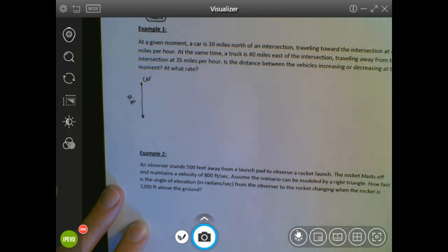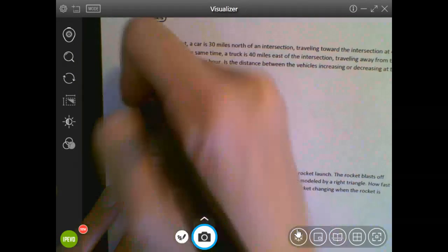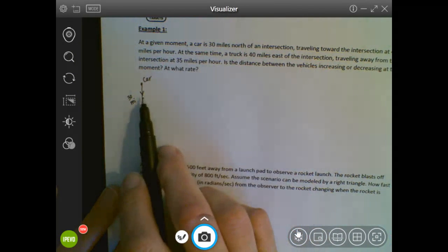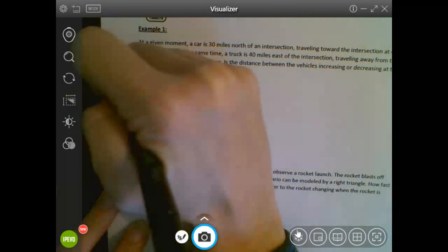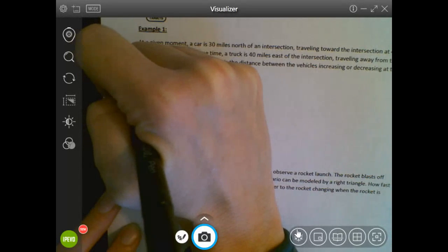And we know the car is traveling towards the intersection at 45 miles per hour. So I'm just going to make myself a little arrow indicating my car is coming this way. And we know that it's traveling at 45 miles per hour.